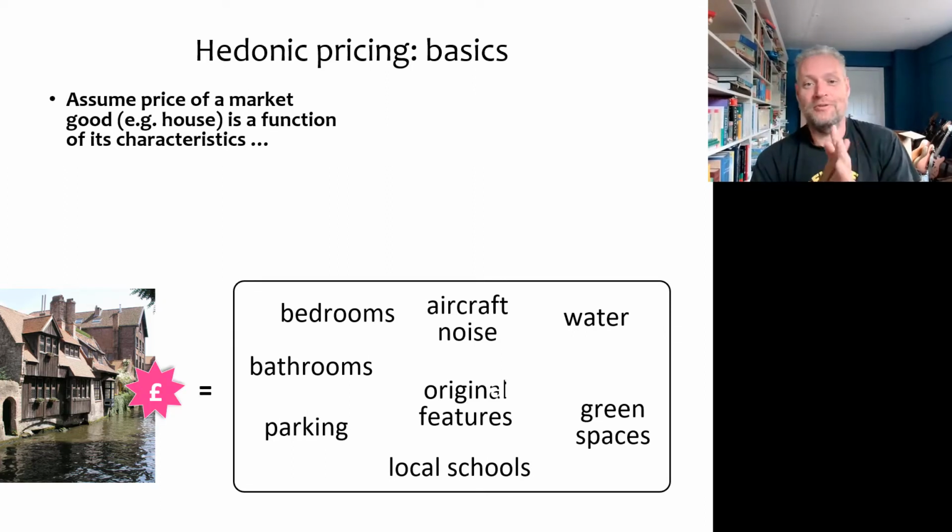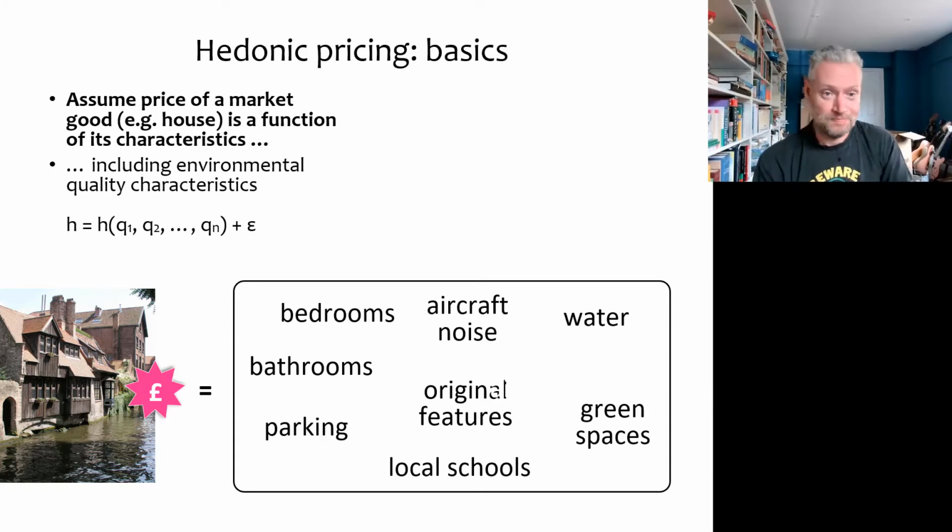The basic thought behind hedonic pricing is that the price of any market good is a function of its characteristics. So a house that has more bedrooms or more bathrooms would sell for a higher price. The house that is in a better state of repair would sell for a higher price. And you can't buy these things separately, you buy them as a bundle.